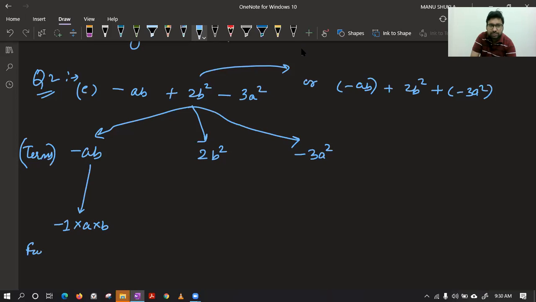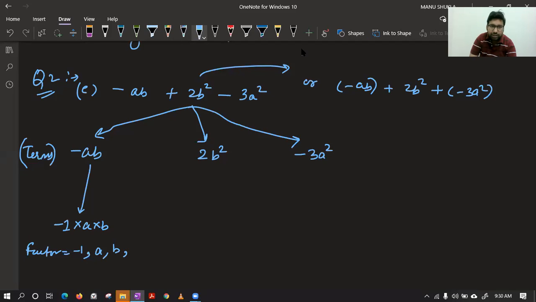Now I can say the factors are minus 1, a, b, plus, tell me, are there any more factors possible? We can say minus a, minus b, ab, all factors are possible. Okay. In the book, they have not shown you all the factors. They have just shown you the required or the important one. You can have more factors also.